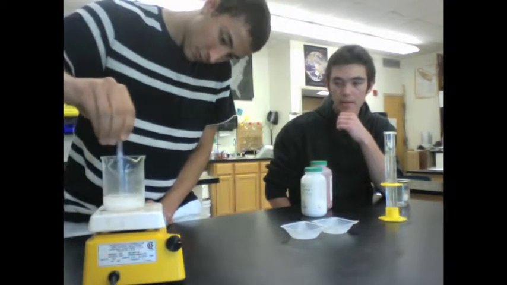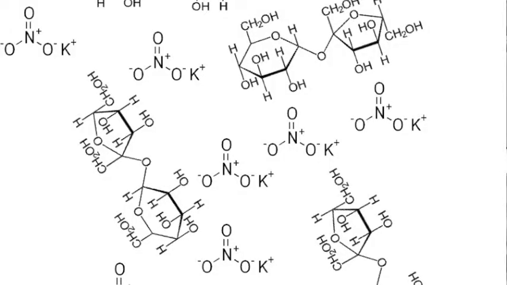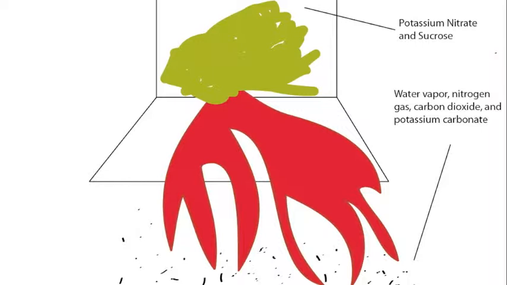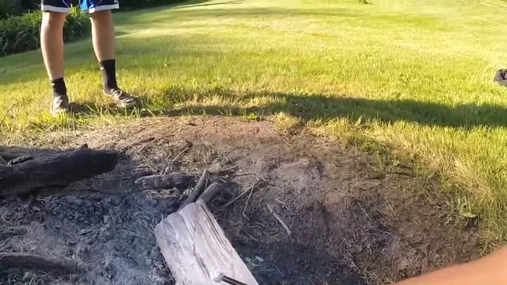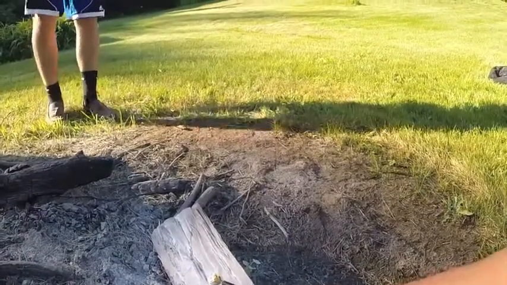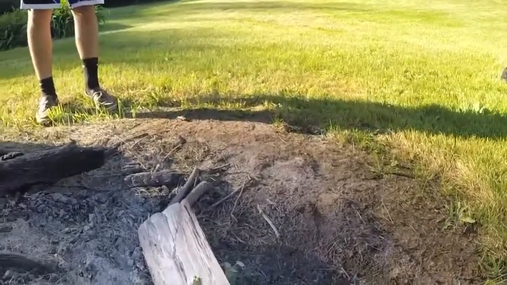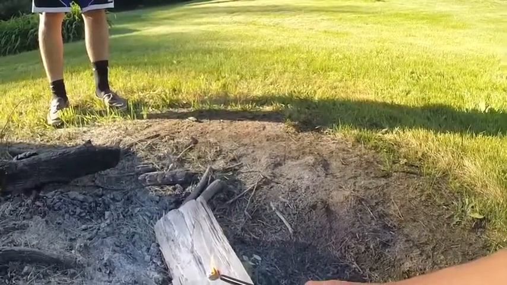In this particular reaction, the reactants are potassium nitrate and sugar. Potassium nitrate is the oxidizer, and sugar, as a hydrocarbon, is the fuel. So the potassium nitrate, when it reacts with the sugar, gets broken up into the potassium and the oxygen. And in each molecule of potassium nitrate, there are three oxygen atoms.